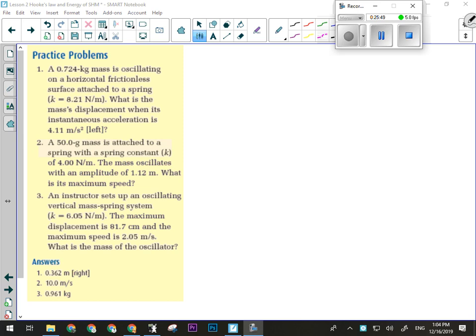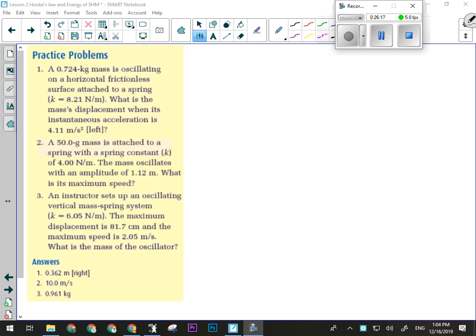How many places are we talking about here? 2. Okay, it's oscillating on a horizontal frictionless surface attached to a spring. What is the mass's displacement when its acceleration is this much? It's only talking about one place. It's not trying to compare 2 places. That's the way you tell the difference between a Hooke's law question and a conservation of energy question. It's talking about one position, and it's asking about something you cannot calculate using law of conservation of energy.